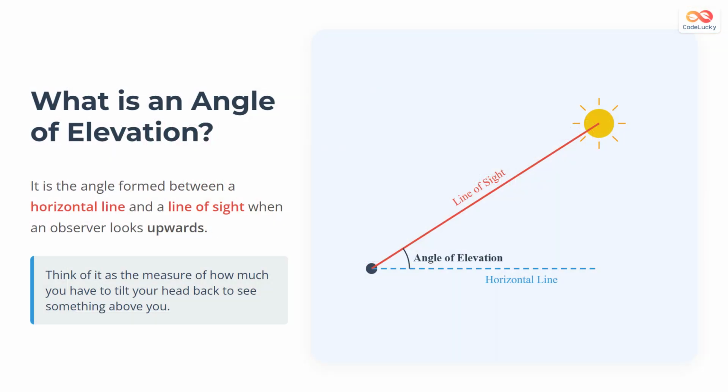First, let's define it precisely. An angle of elevation is the angle formed between a horizontal line and your line of sight when you look upwards at an object. Imagine measuring how much you need to tilt your head back to see something above you. That tilt is the angle.